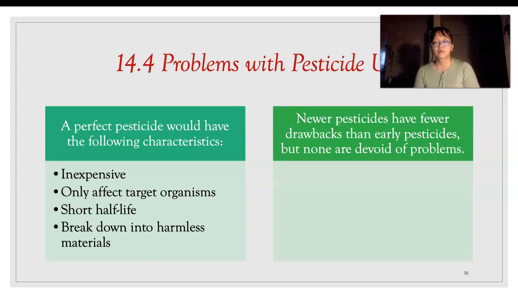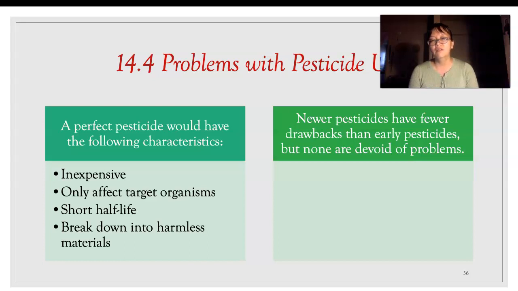Now it comes to the very important, the most important part. The DDT part is important, and the problems with pesticide use are important too. I use red font to show you how important it is. So really pay attention here, please. A perfect pesticide would have the following characteristics. That's the ideal pesticide. That's what we want. Inexpensive, only affects target organisms. Short half-life, breaks down into harmless materials.